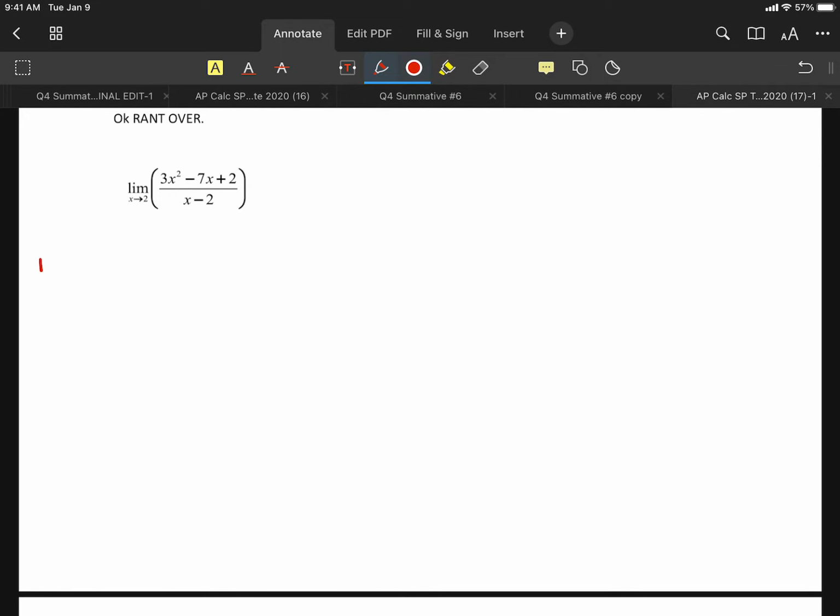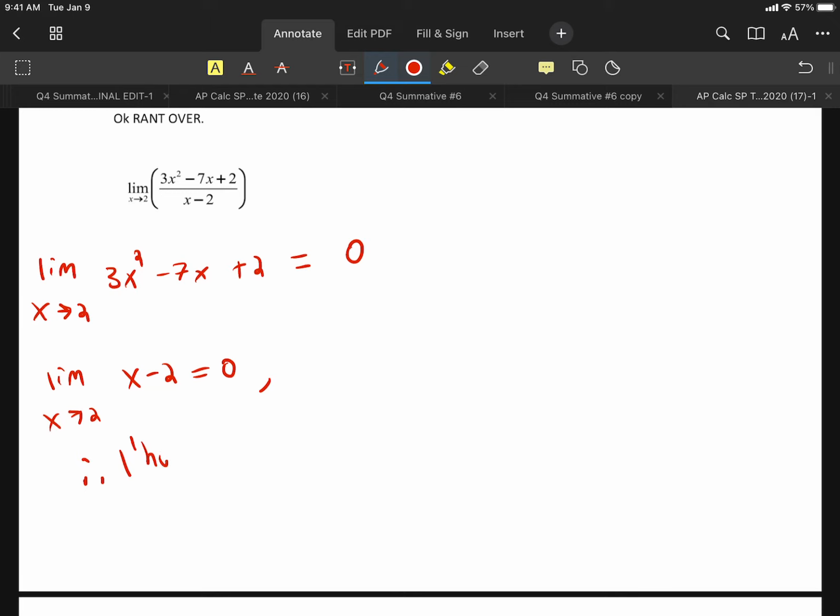What I would say is, the limit as x approaches 2 of 3x squared minus 7x plus 2. They know you can plug that in. You can just say that that's 0. That's fine. The limit as x approaches 2 of x minus 2 equals 0. Therefore, L'Hopital's rule applies. Ding. 1 point right there. 1 or 2, depending on the year.